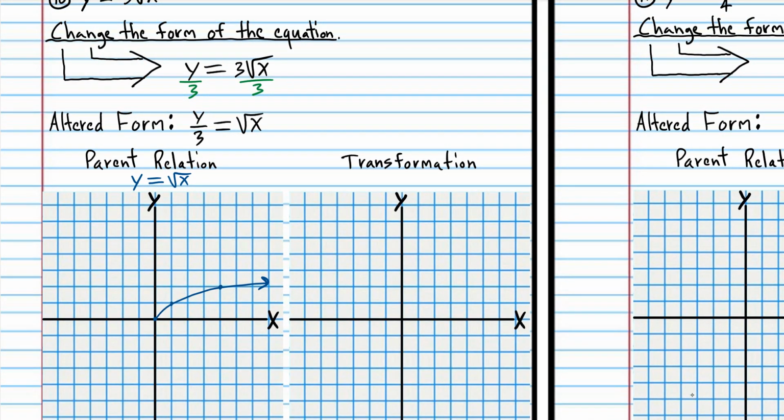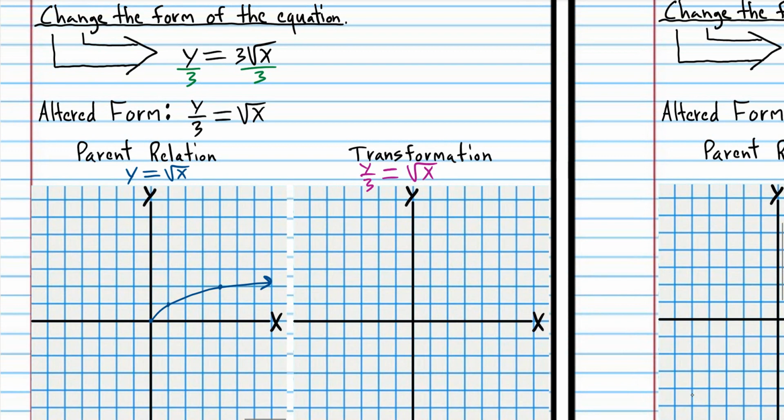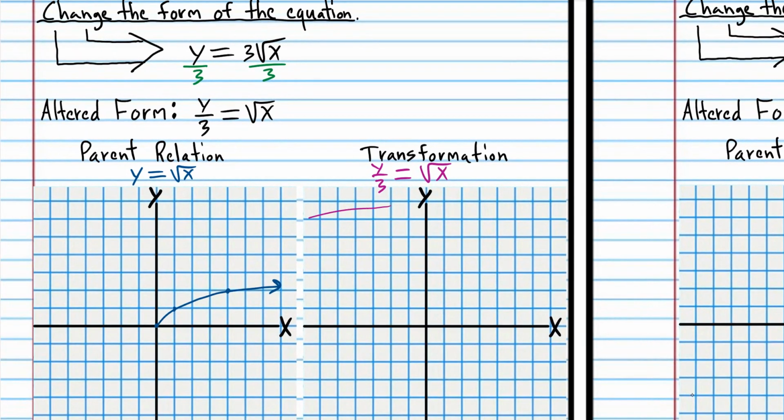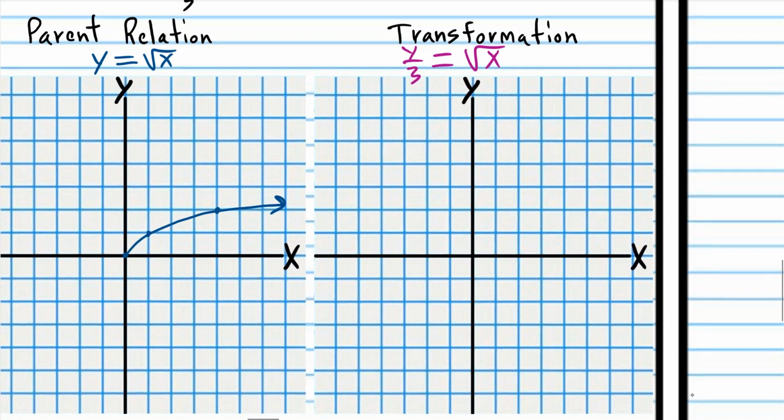And now let's use purple for dilation. We're dilating. And so we're going to multiply all the y values in the graph of the previous equation by 3 because we're dividing y by 3. Remember, it's the exact opposite of what you would think. So we have (0, 0), (1, 3), and (4, 6).